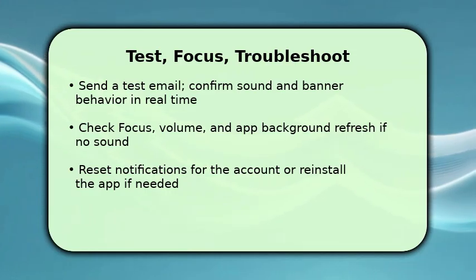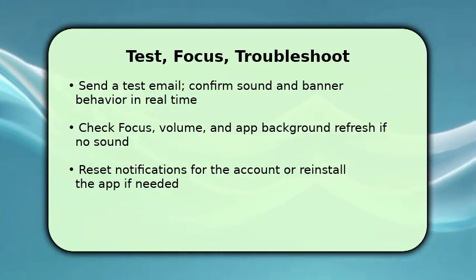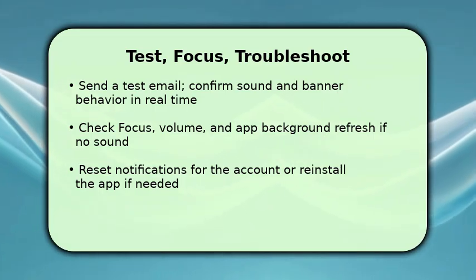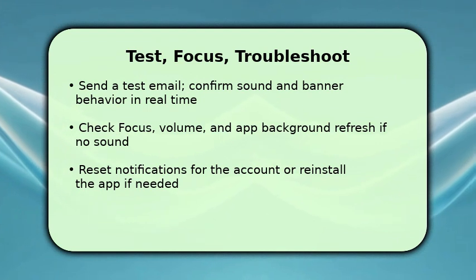Also verify background app refresh and notification permissions for the app. If problems persist, disable notifications, then re-enable them for the account or reinstall the Mail app. This often clears corrupted settings and restores sound alerts quickly.